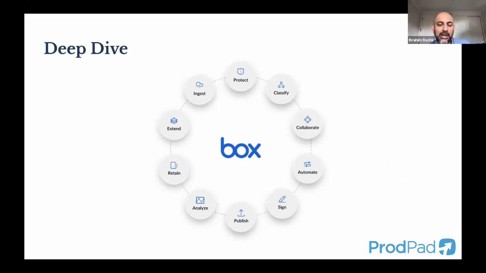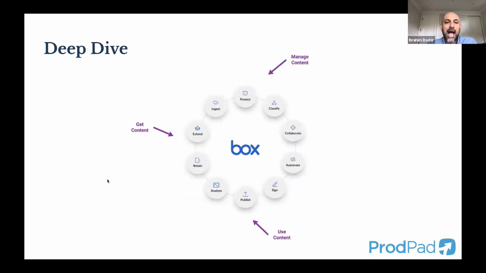So this is Box. They present themselves as, hey, we help you collaborate on content, classify content, automate workflows, sign content that needs to be signed, publish, analyze, retain, extend, ingest. So this is all the things they think you can do around content. If you step back, they're saying there's really three key actions you want to do in Box. They want to get your content. They want to help you manage your content through policies and access controls. And then they want you to use your content and prevent misuse of your content.